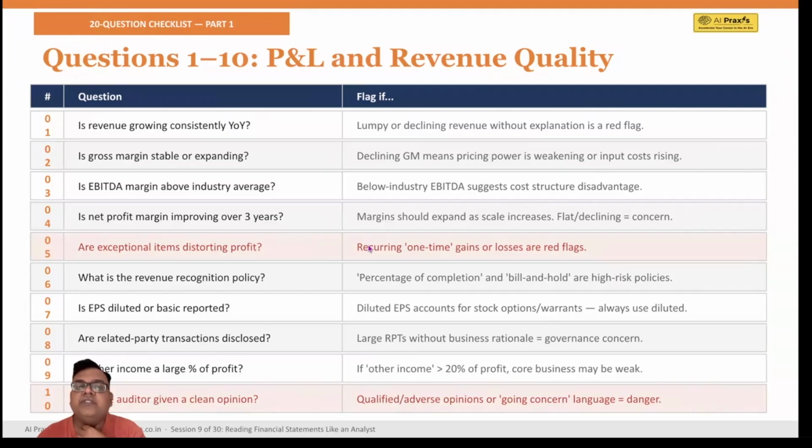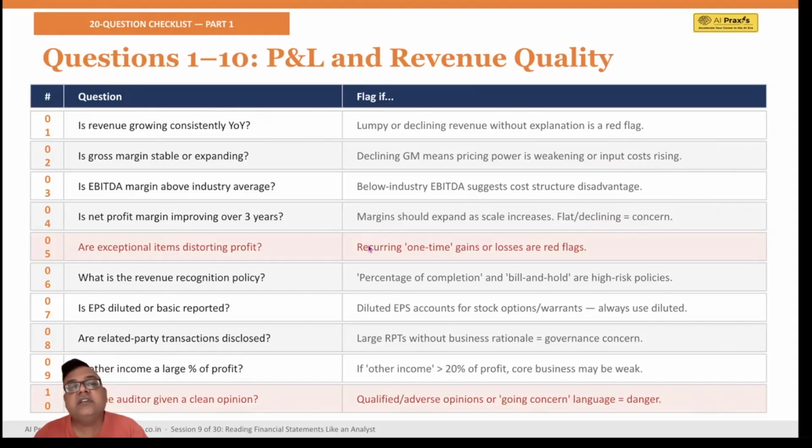So we move to the first set of questions. Here, what you see are the 10 questions, right? Focused on P&L and the quality of revenue, right? And so let's start. Question one: is revenue growing consistently year on year? If the revenue is lumpy or declining without a clear explanation, this is a red flag, because businesses with a strong foundation usually show predictable growth.